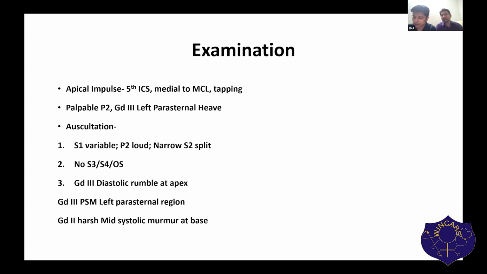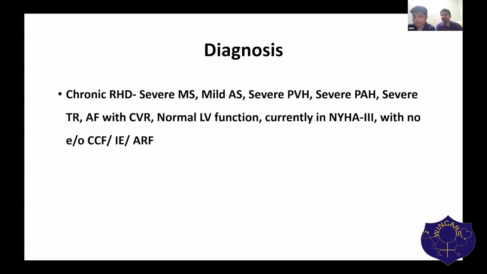There is also a grade 3/6 pansystolic murmur in the left parasternal region that increases with inspiration. And there is a grade 2/6 mid-systolic harsh crescendo-decrescendo murmur at the base, which is mixed in frequency and best heard with the diaphragm of the stethoscope in the right second intercostal space, with the patient sitting upright and leaning forward. Rest of the systemic examination is within normal limits.